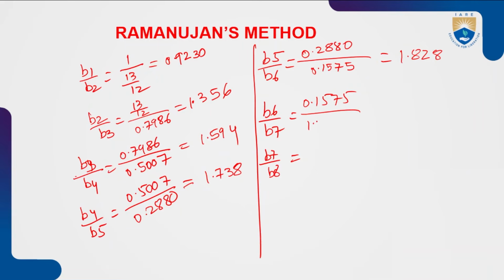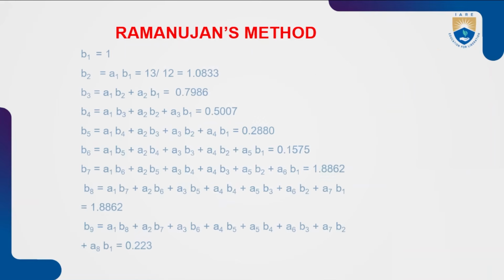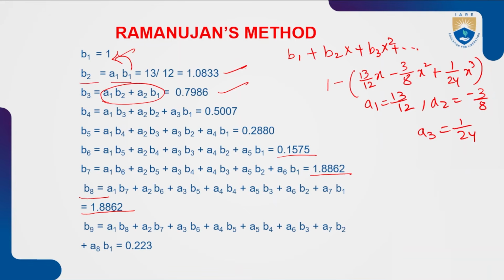Next value, b7, 1.8862. So 0.1575 upon 1.8862. So here the value is b7 1.8862 and again this is 1.8862.